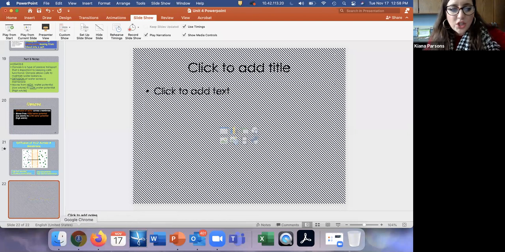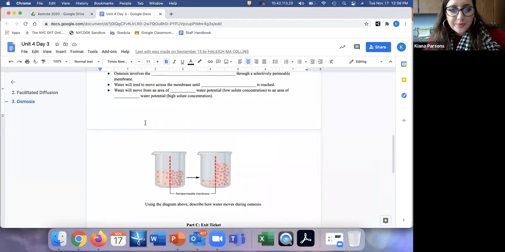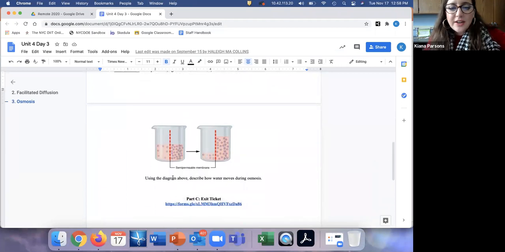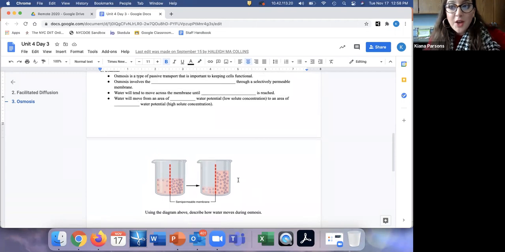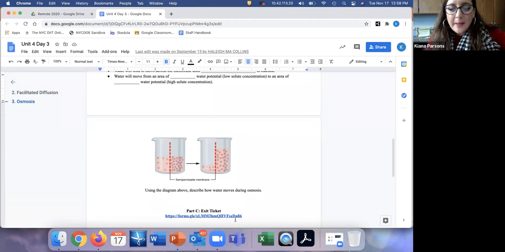The last question you are answering is, using the diagram above, describe how water moves during osmosis, which I just spent a few minutes talking about, so hopefully you can explain that water during osmosis moves from areas of high water potential to areas of low water potential, the same way solutes would move during diffusion. All right, or gases or oxygen, take your pick there.